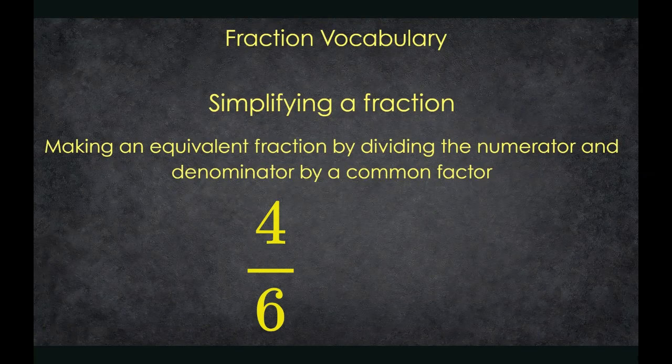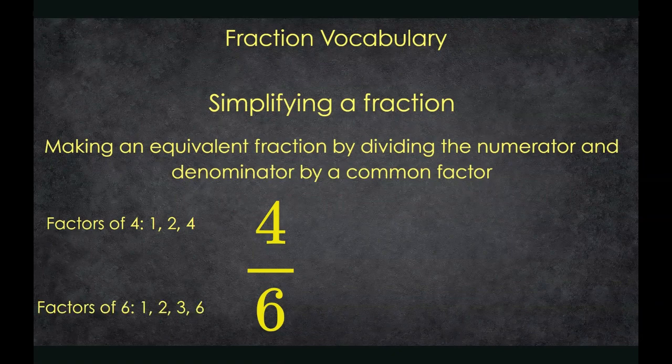I've got 4/6, and I want to reduce that into its simplest form or simplify it. The way I do that is I need to think about my factors of 4, 1 times 4, 2 times 2, and I want to think about my factors of 6, 1 times 6, and 2 times 3.